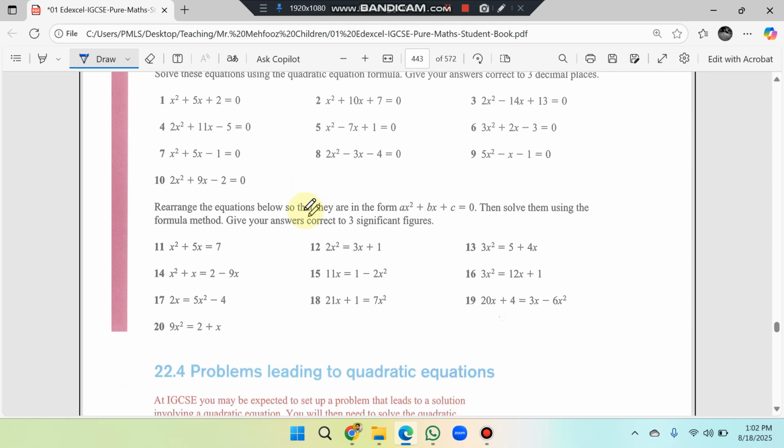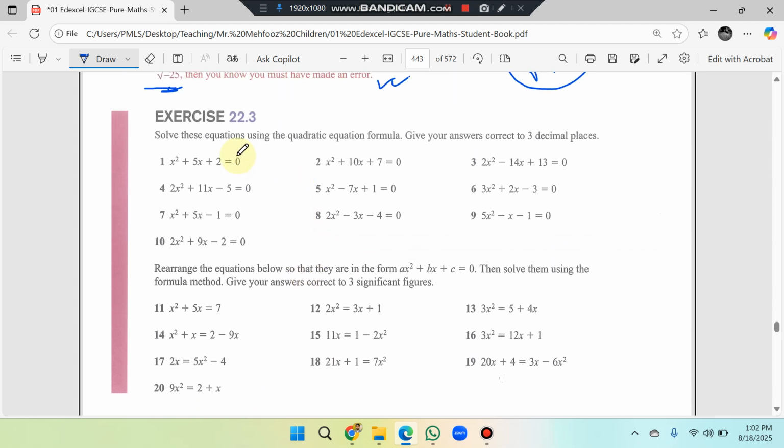Okay, so the next one is exercise 22.3. Solve these equations using the quadratic equation formula. Give your answers correct to three decimal places. We have all these equations. First of all, we have to inspect what the values of a, b and c are. Secondly, put these values into the formula, and thirdly, simplify it. At the end, use the calculator to take the answer into decimals. Okay, and your answer must be up to three decimal places.